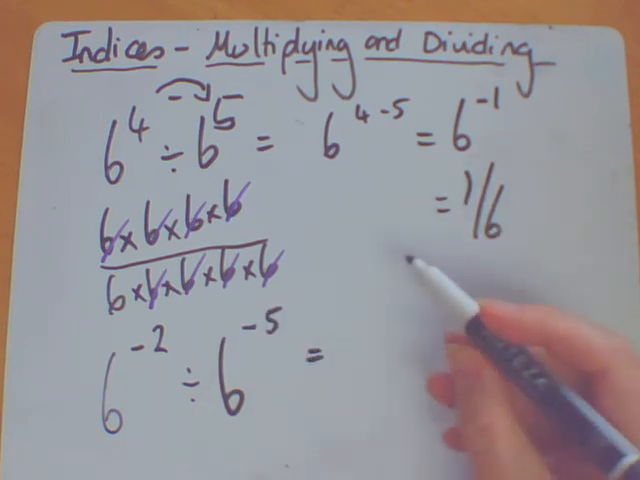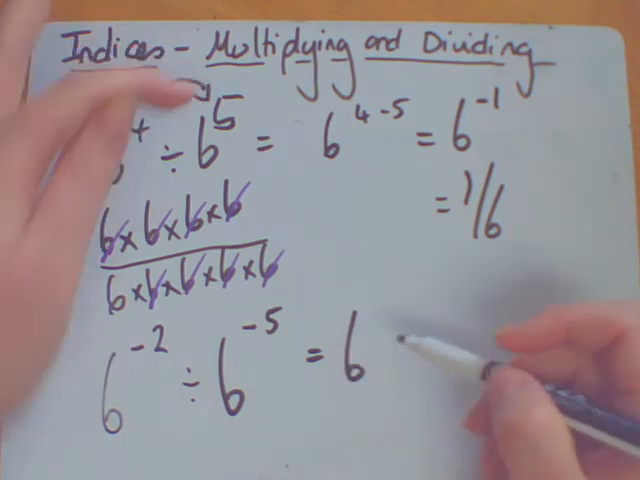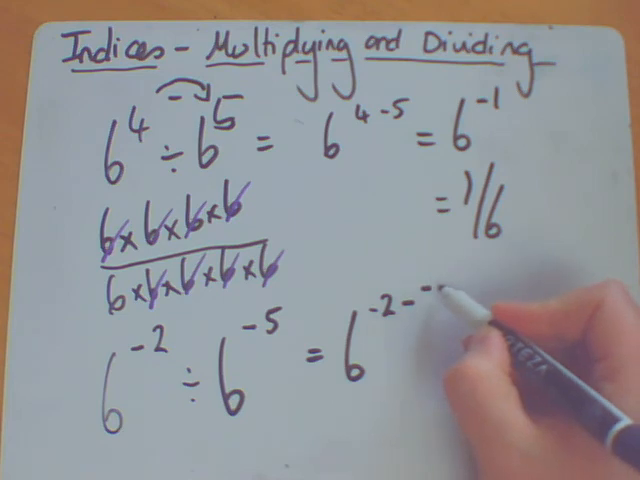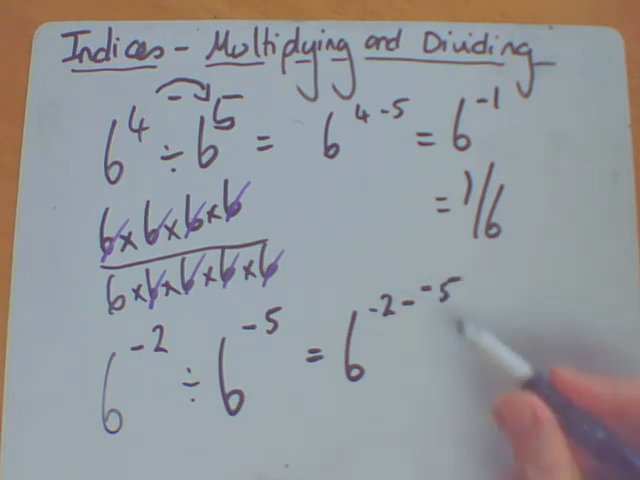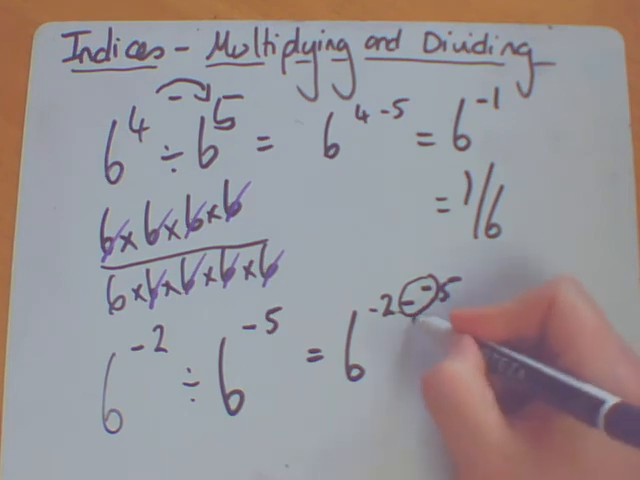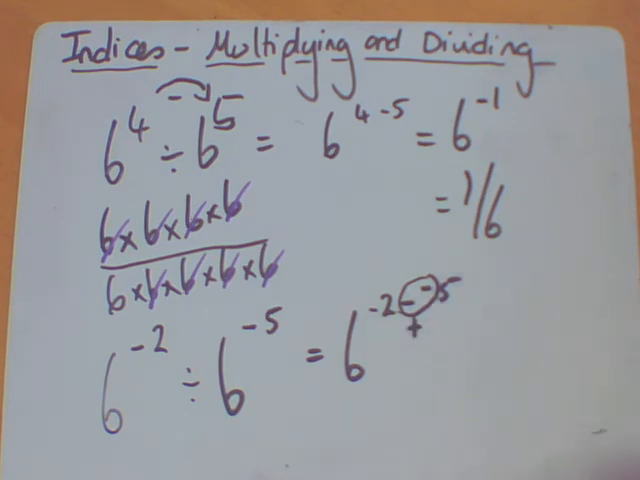So what's going to happen here, if we follow our rule of subtracting them, I've got minus 2 subtract negative 5. I'll be really careful of my double negative in the centre here. That actually becomes a plus. So minus 2 plus 5 means that this actually ends up as 6 to the power of 3 in index form.